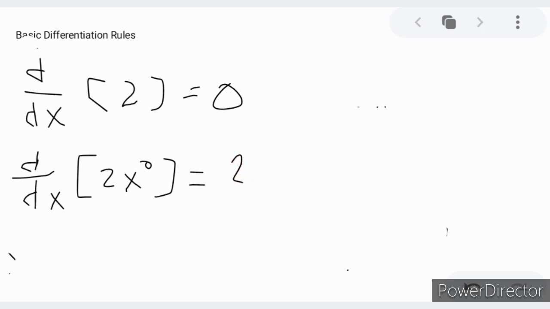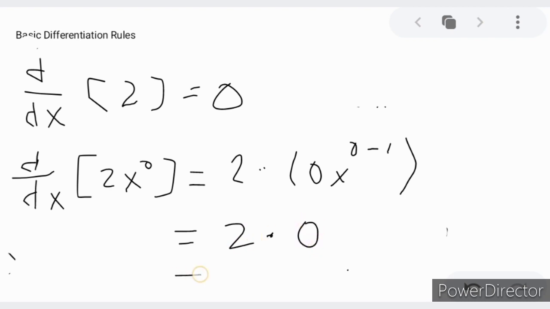But here's the explanation. What we do is put aside the 2 on the left side and multiply it by the derivative of x raised to 0, where the n here is 0, times x raised to 0 minus 1. And any number or variable that we multiply by 0 is 0. So 2 times 0 is 0.